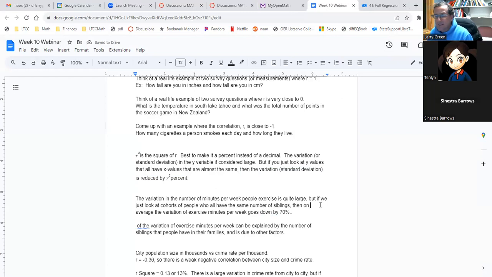So what that says is that knowledge of how many siblings someone has is pretty helpful in guessing how much they exercise. Because if you don't know how many siblings they have, it's all over the place. But if you do know how many siblings they have, then the all over the place is 70% less of all over the place. Any questions on this idea? Yeah, I do want to give you a warning that we had a sample size of 3, so it's not that great.